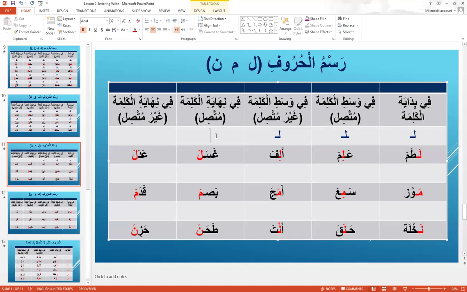Lam at the end of the word connected is going to look like this. Then lam at the end of the word not connected is going to look like this.